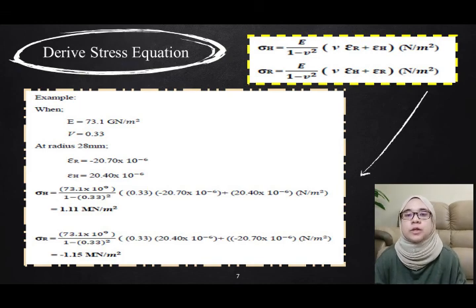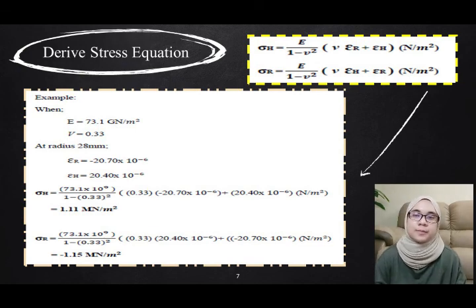For the hoop stress, we use the equation: hoop stress is equal to E divided by 1 minus V squared, times V times the radius strain plus the hoop strain. While for the radius stress, we use the equation: E divided by 1 minus V squared, times V times the hoop strain plus the radius strain.